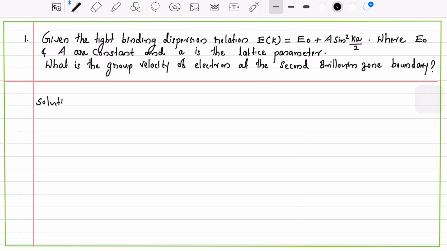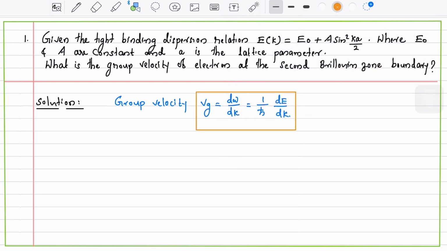First, let us write the expression for group velocity. We know that the group velocity Vg is equal to d omega by dk, and we can write it as 1 by h bar dE by dk. That is, the general expression is Vg equal to 1 by h bar dE by dk. Now E is given.